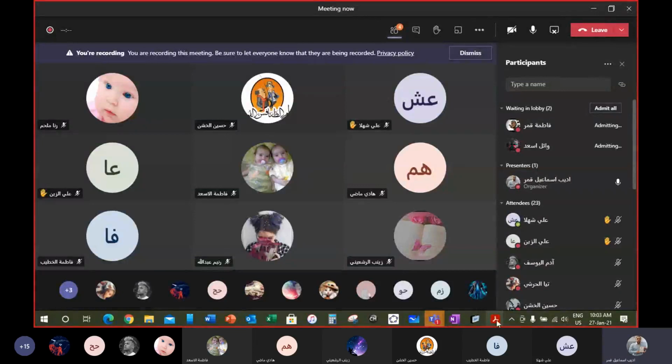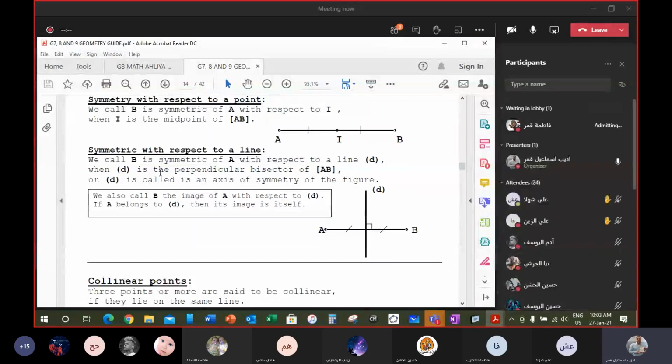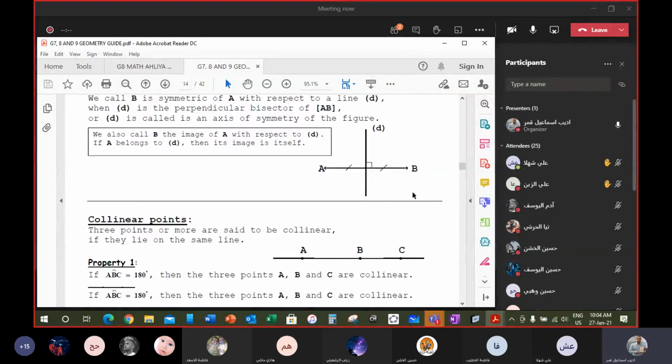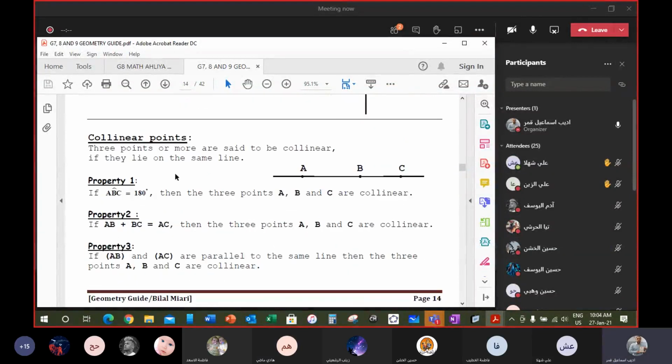Symmetric with respect to a line. We call B the symmetric of A with respect to the line D. Then line D is the perpendicular bisector of segment AB. Okay, I'll repeat: B is the symmetric of A with respect to line D in this figure. Then line D is the perpendicular bisector of segment AB. Collinear points: 3 points or more are said to be collinear if they lie on the same line.